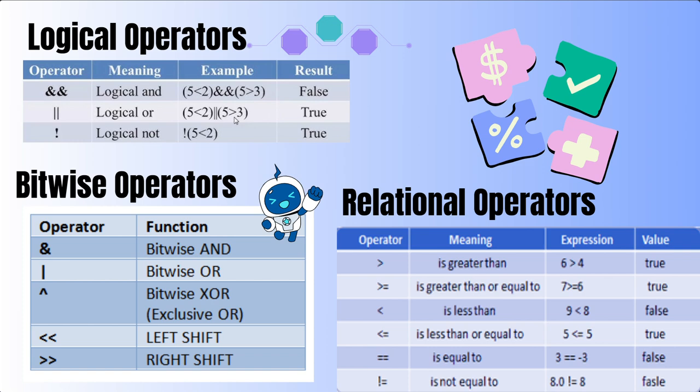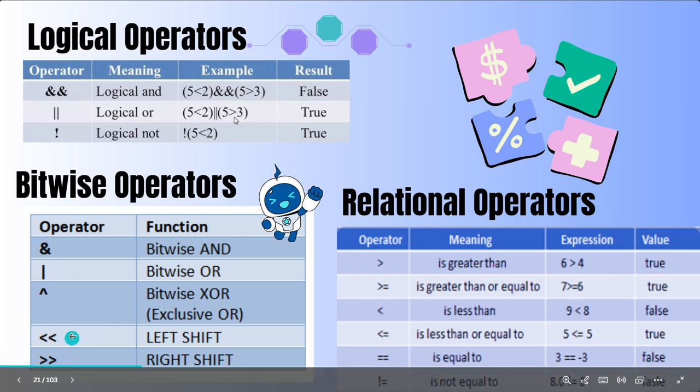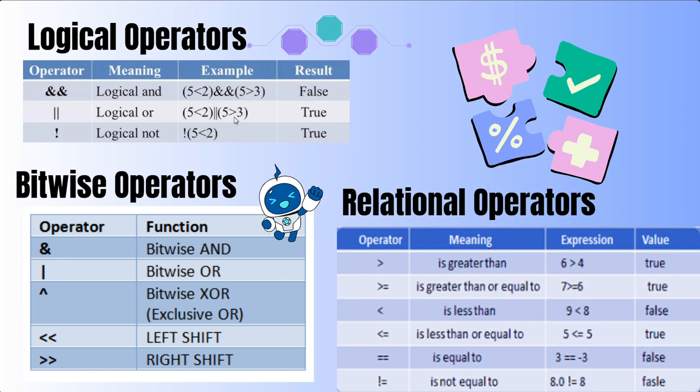Bitwise operator. Bitwise operator is basically the same as logical operator. The only difference is that for logical and we have two ampersands, and for bitwise and we have one ampersand. So this is bitwise and, bitwise or, bitwise XOR, left shift and right shift. Left shift is used for shifting bits to the left, and right shift is used for shifting bits to the right. It is used as well.